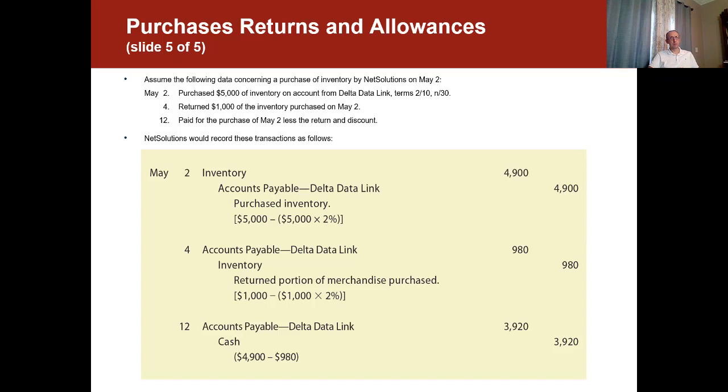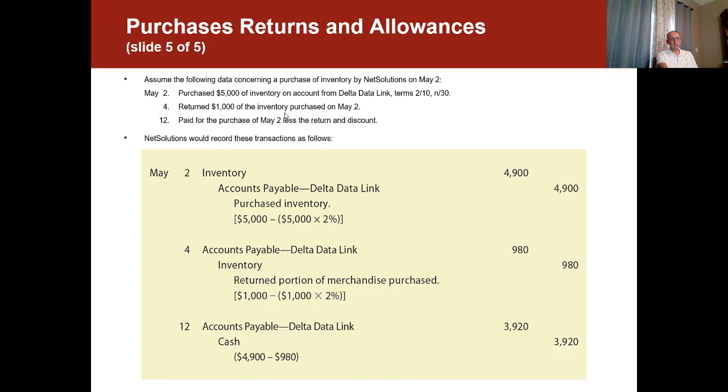So in this case, since we purchase inventory on account, we're going to assume that we are taking the discount, which is 2% of the $5,000. It's $100. So we deduct $100 from the 5,000, and that would be $4,900. So we debit inventory, and we credit accounts payable for Delta Data Link, and it's $4,900. So you can see here that we assume that we're taking the discount. So 5,000 minus 5,000 multiplied by 2%.